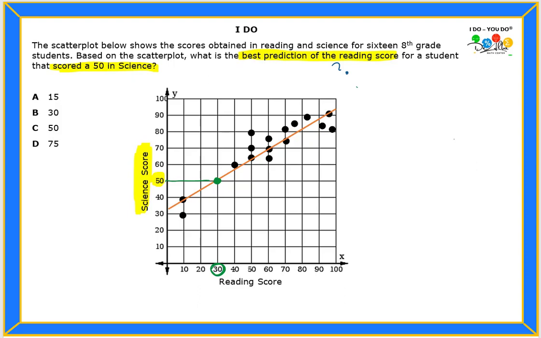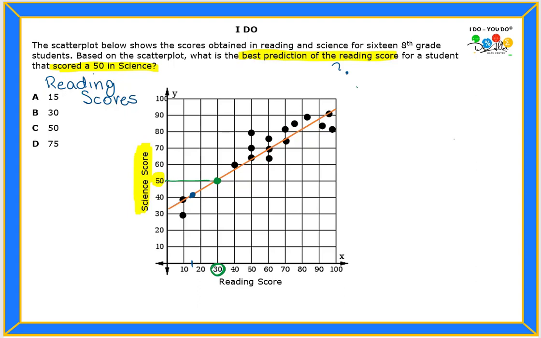Now we can also plot all the other answer choices to see how far away they are from the line of best fit. Let me start with 15. Remember, these are your reading scores, so you need to find those numbers on the x-axis. I go to 15, which is right here, and go all the way up, and this will be the point. That point is not across 50, so that cannot be an answer. 30, we agreed that's the closest for us.